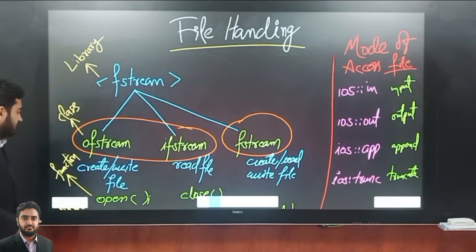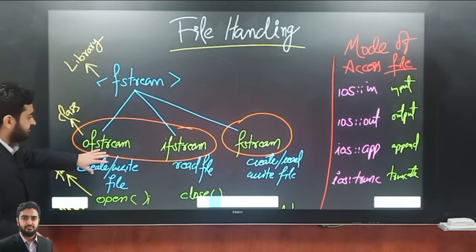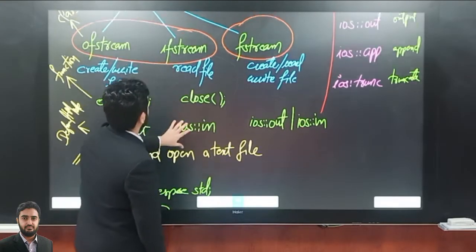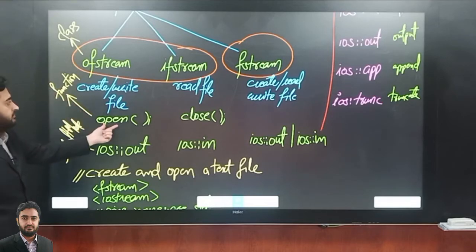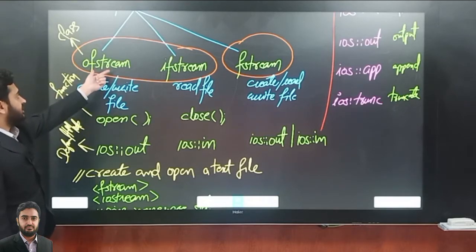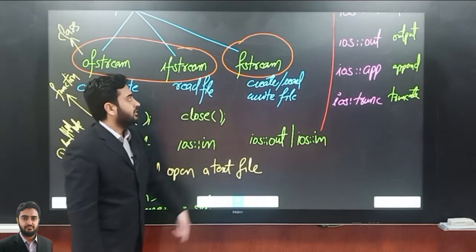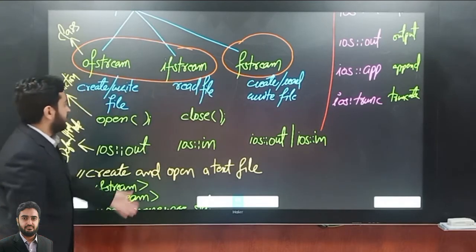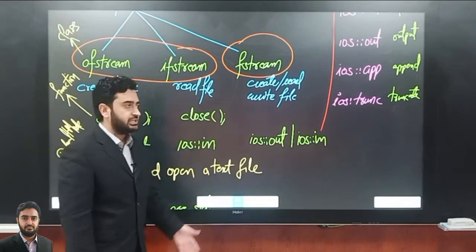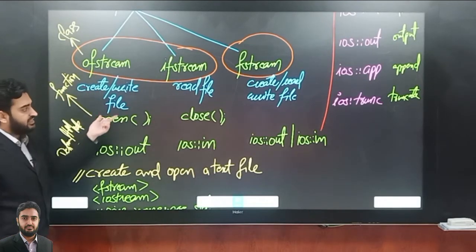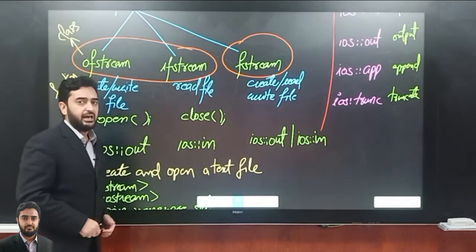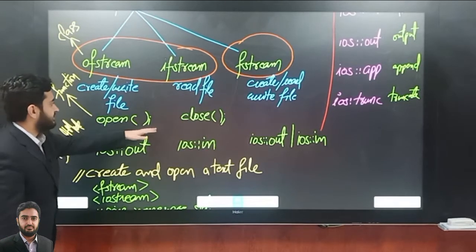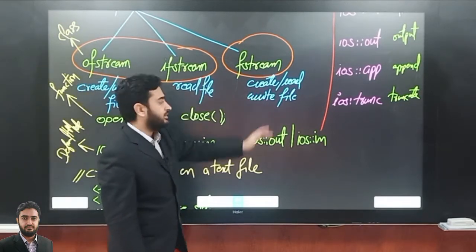There are some functions that can be used from these classes. For example, the open function exists in ofstream, ifstream and fstream. Then the close function, and there are some other functions which exist in the classes. We will call these functions to open the file, to close the file, and to write into the file. These functions exist separately in each and every class.